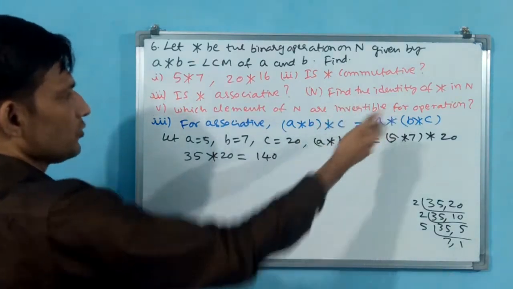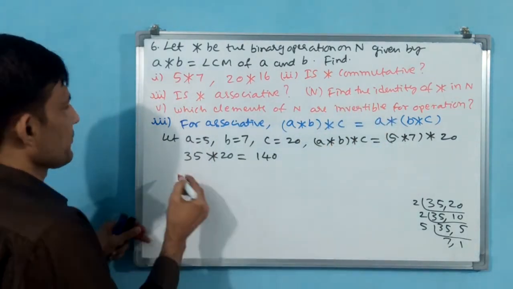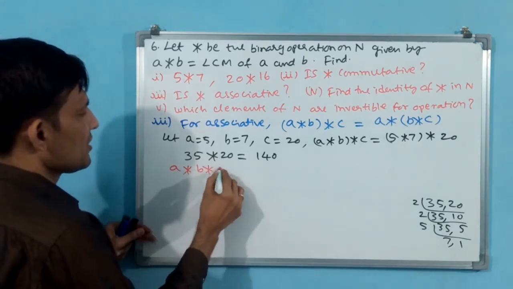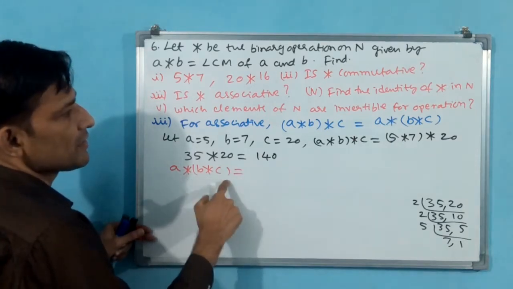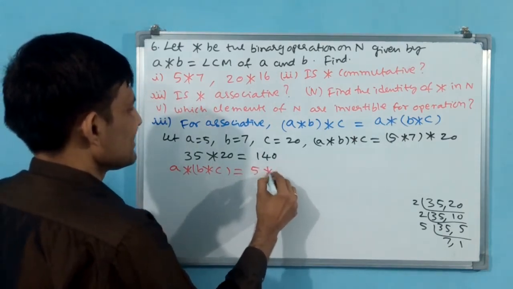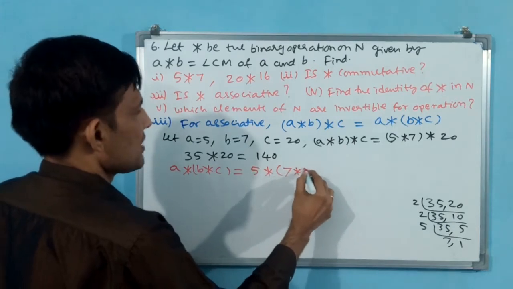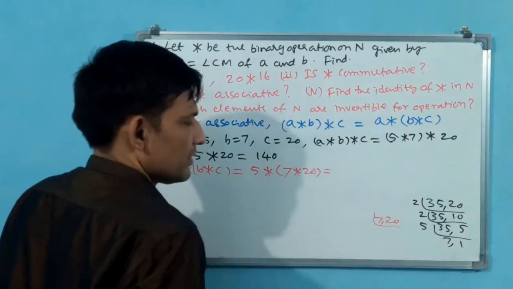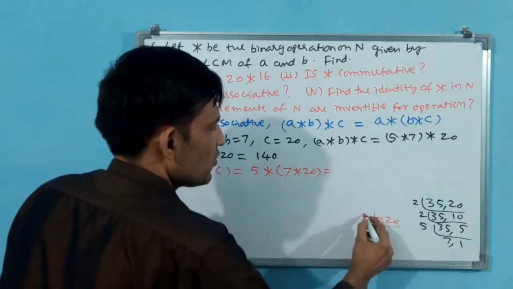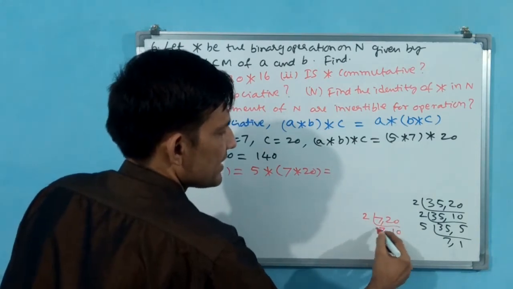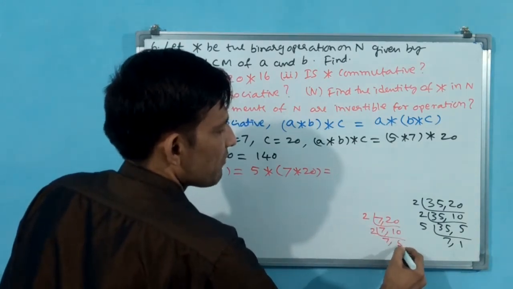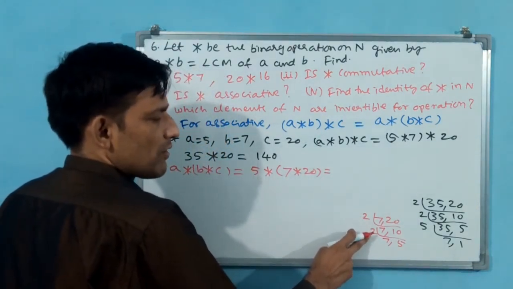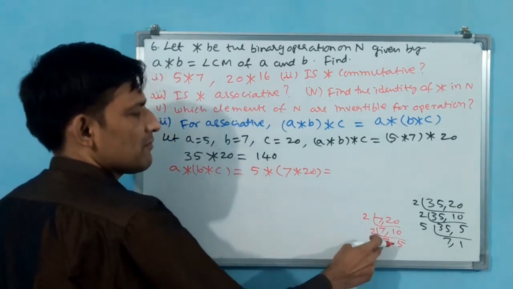Now you take the RHS also: A star, B star, C. Now A star, B star, C is equal to, this time under bracket, A is 5 star 7 star 20. Okay, 7 star 20: 7 comma 20. You do with 2: 7 like this only, 10; 7 like this only, 5. 7 and 5 both are prime numbers, you have to keep like that only. 2 twos are 4, 4 fives are 20, 2 sevens are 140. Same thing will come.